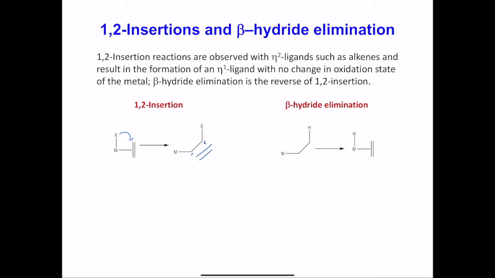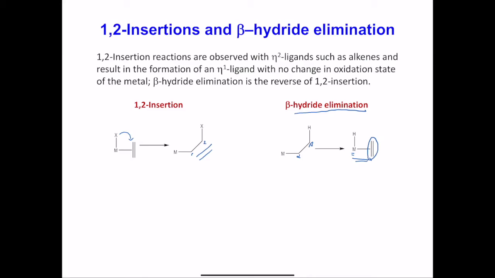If you reverse 1,2 insertion, we call that beta hydride elimination, because here this carbon is alpha, and this second carbon we can also call the beta carbon. So the hydrogen on the beta carbon can go back to the metal, become metal hydride, and resume this alkene ligand here. So we call that beta hydride elimination, because it goes back to the metal hydride alkene ligand compound.